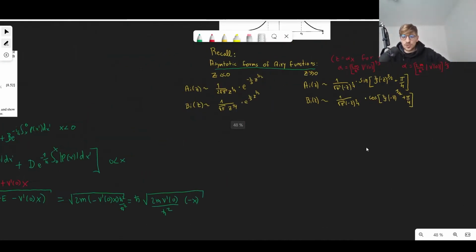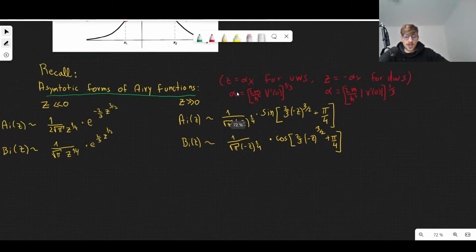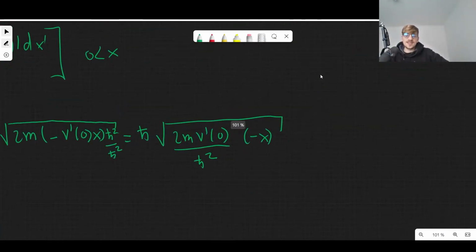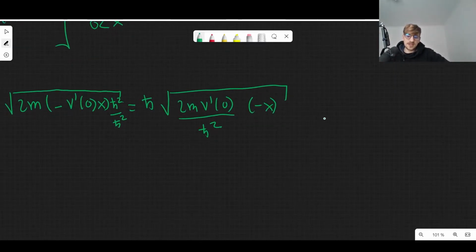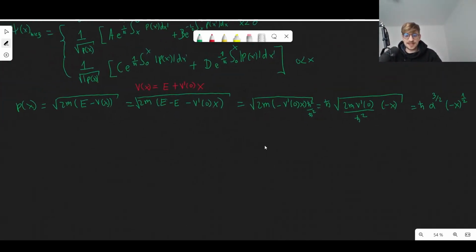And why is this relevant? Because we can now go back to this little thing here. 2m over h bar squared v prime 0, this is alpha cubed. So what we have in the parentheses here is alpha cubed. It isn't really necessary that you do this, but it does simplify notation, and there's going to be a lot of algebra. So simplifying notation is something that you will really, really appreciate. So this is alpha to the 3/2, and then we multiply by minus x to the 1/2. Okay, so there we go. That is the momentum itself.